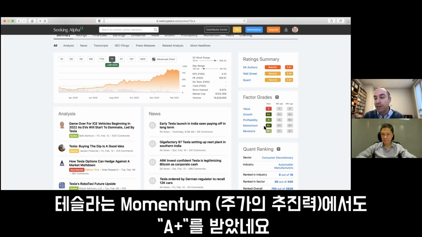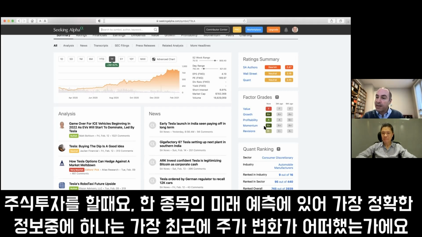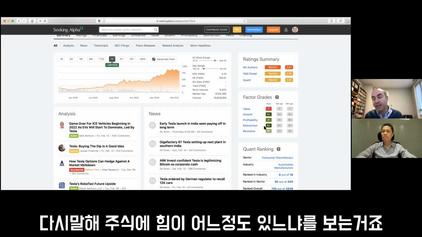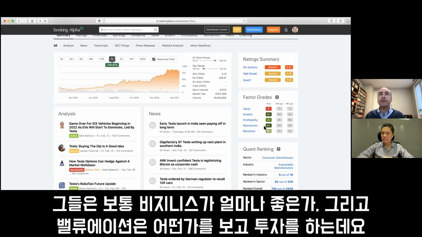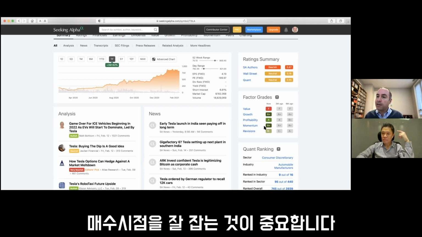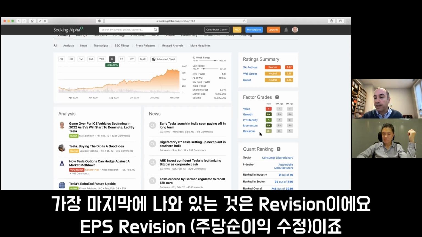It gets an A+ for momentum, which means that the stock has got a lot of momentum. You know, in investing, one of the best predictors of how a stock will do is how it's done in the recent past. In other words, how much momentum there is behind a stock. And so even for fundamental investors, who choose companies based on how good a business they are and the valuation of the stock, choosing the right time to come in is very important, and momentum makes a difference. And the last factor here is revisions, EPS revisions.